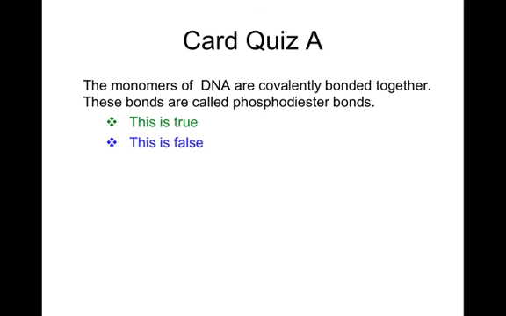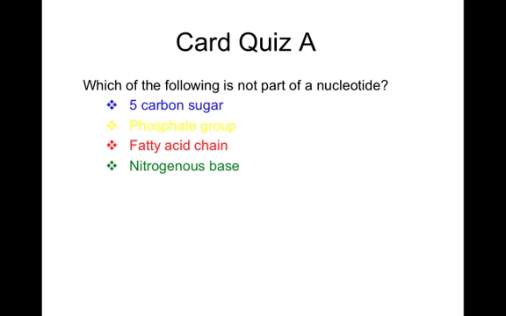The monomers of DNA are covalently bonded together. These bonds are called phosphodiester bonds. Green, this is true, or blue, this is false. Which of the following is not part of a nucleotide? The 5-carbon sugar, a phosphate group, a fatty acid chain, or a nitrogenous base?